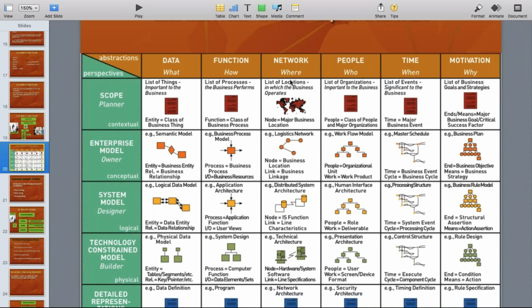And where it works: list of locations in which the business operates. Globally, it's worldwide. So in some countries they banned it, but it's a worldwide application. And here they mention major business locations. Of course, in India, US, there are some countries where they use it more.